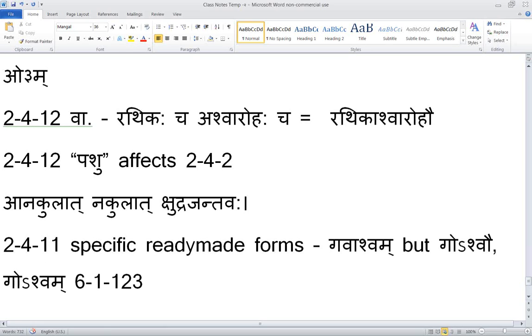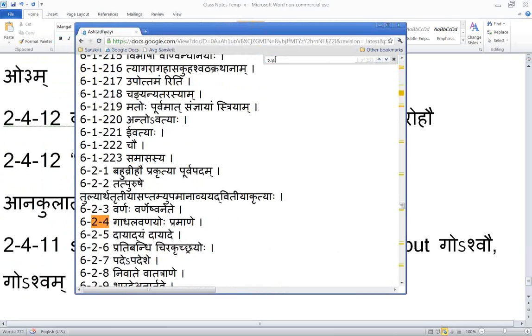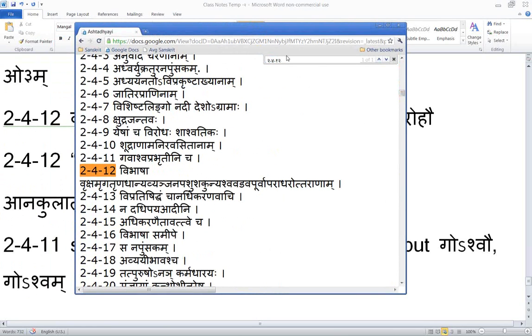Okay. Now comes the critical rule, which is the main rule in this topic, which is the Vibhasha. Vibhasha is 2.4.12: Ruksha mruga trana dhanya vyanjana pashu shakunyashva vadava purvaparadharottaranam. Now, going back to our basic idea, why do we need Vibhasha? We already have Vibhasha. So let's follow what Kaumudi says on this sutram, which we were doing at the end of last class: Vibhasha vriksha ityadi sutre ye apraninaha tesham grahanam jatra praninam iti nitya prapte vikalpanartham. So this one, jatir praninam, you already saw that.